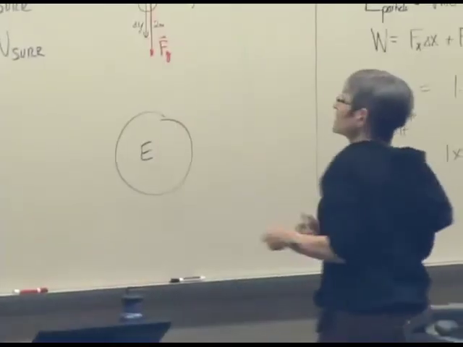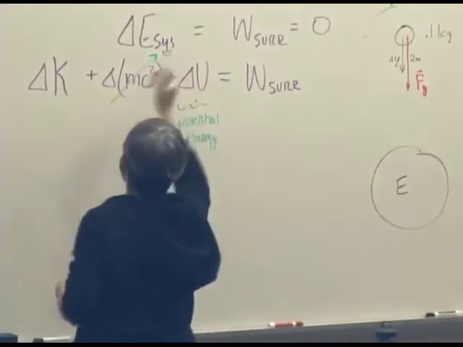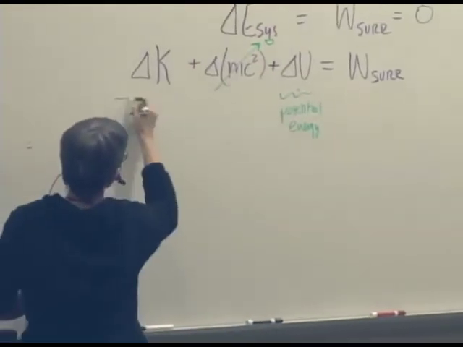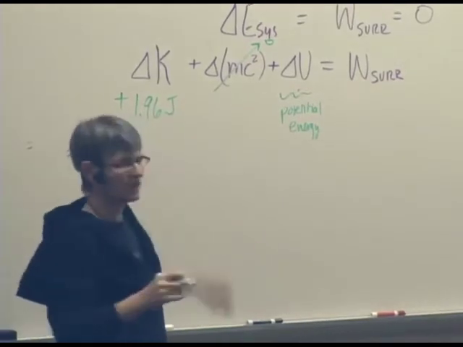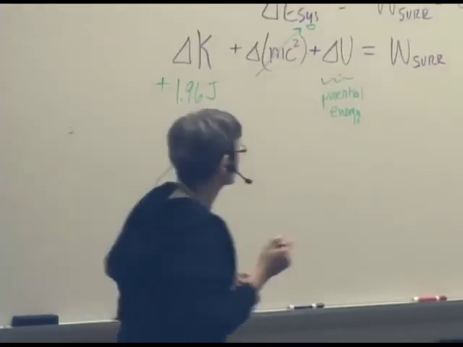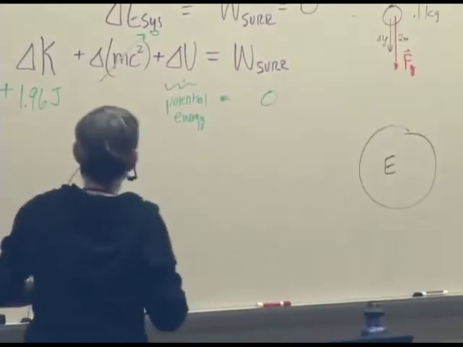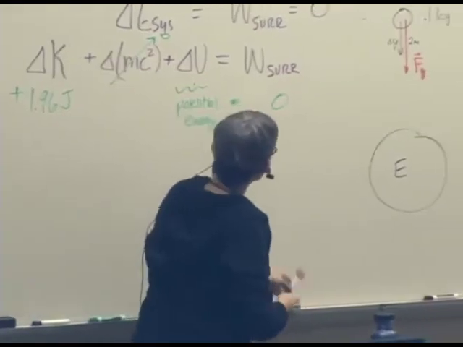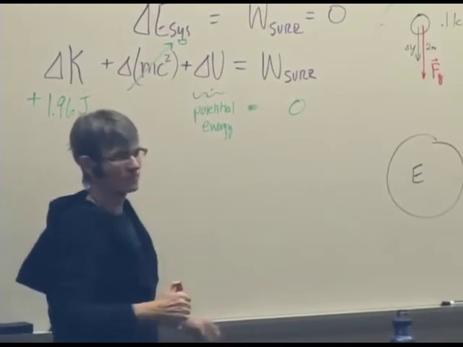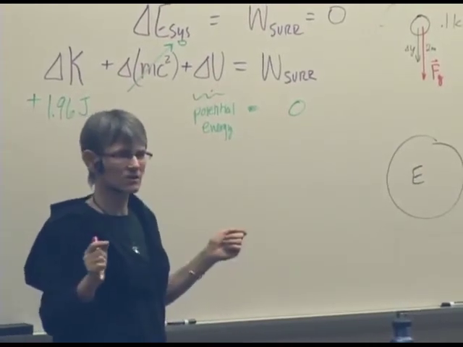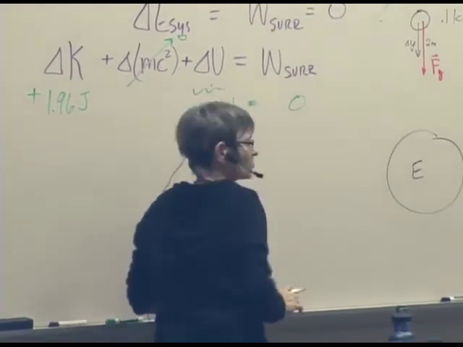So from our example here, we know that the rest energy didn't change. We know that the kinetic energy of the system actually increased by 1.96 joules, because we calculated the kinetic energy of the ball increasing by 1.96 joules. We know the work done by the surroundings was 0, and that suggests that in this particular case, the potential energy of the system had to decrease, didn't it? It had to decrease by minus 1.96 joules.